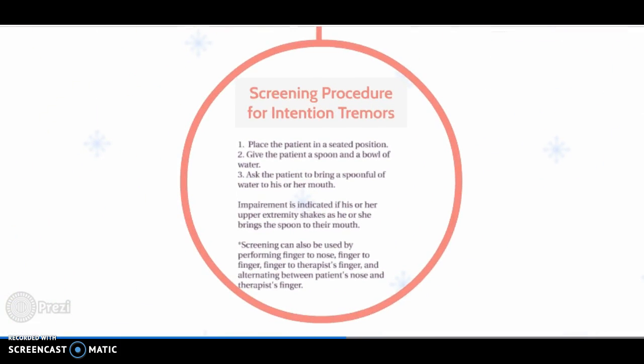The screening procedure for intention tremors is as follows. Place the patient in a seated position. Give the patient a spoon and a bowl of water. Ask the patient to bring a spoonful of water to his or her mouth. An impairment is indicated if his or her upper extremity shakes as he or she brings the spoon to their mouth. The screening can also be used by performing finger to nose, finger to finger, finger to therapist finger, and alternating between patient's nose and therapist's finger.